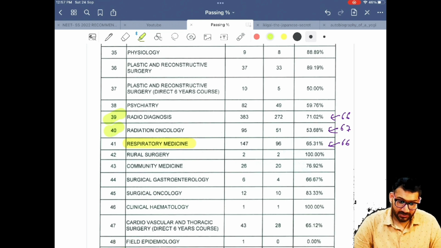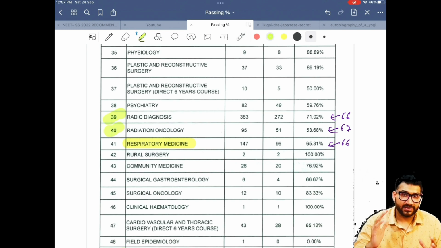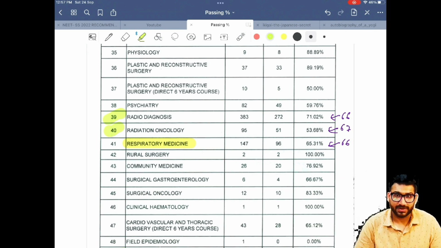So to cut the long story short, you have to be very careful about the theories, because passing percentage of theory is less as compared to practicals. And you should take DNB without any fear, because after analyzing the past records, passing percentage are significantly increasing day by day. I will keep the both PDFs in the description box.